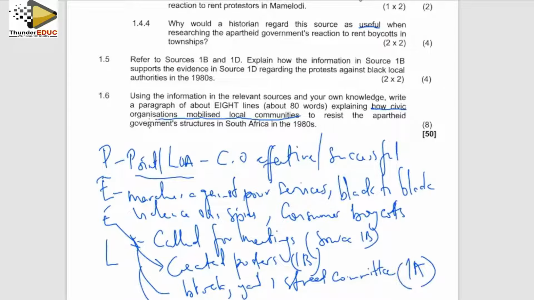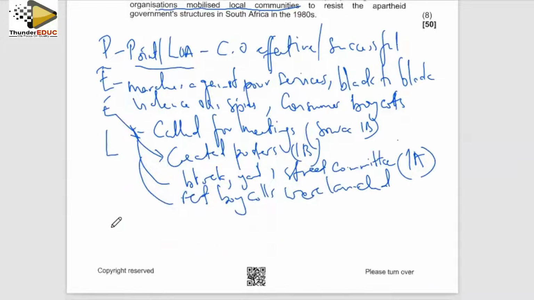You find there's a lot of evidence. We cannot exhaust it. We can also talk of the rent boycotts that were launched in source 1D. Rent boycotts were launched. And you can also add information on the impact of the rent boycotts. The government was negatively impacted by the rent boycotts. They lost that much. It's evidence to support that the civic organizations were able to mobilize Black people against oppression.